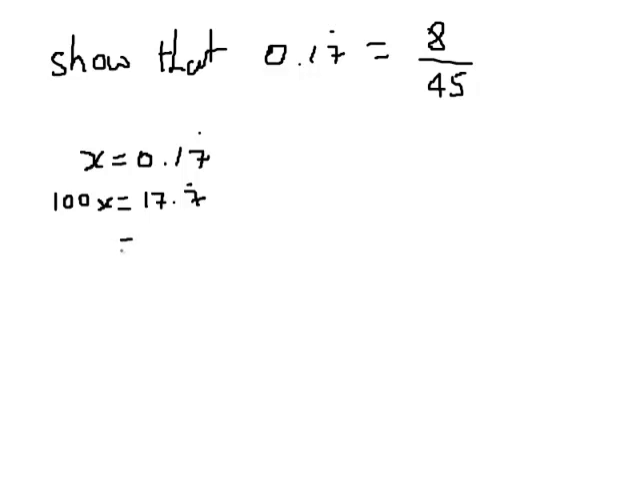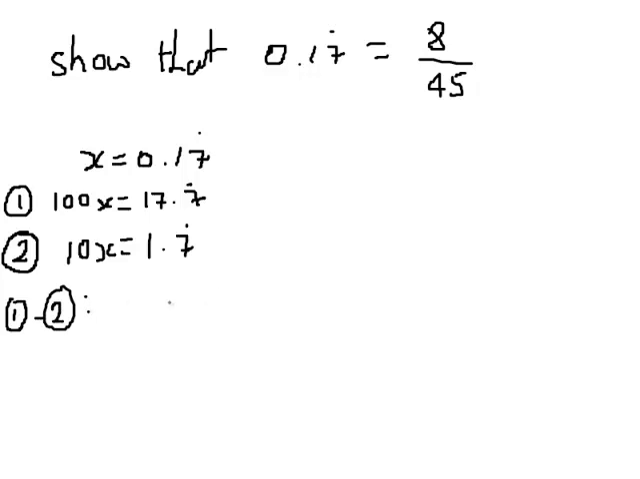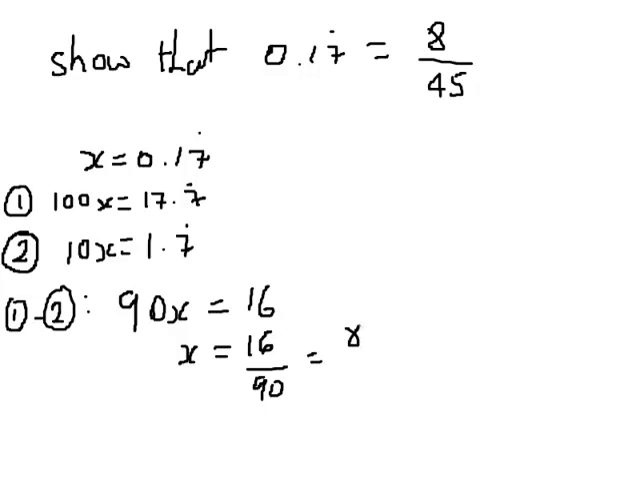So our next equation will be 1.7 recurring, which is this one here multiplied by 10, and because I've multiplied the right hand side by 10 I must also multiply the left by 10. Okay, now I've got two equations which if I subtract 2 from 1 I'm going to get rid of my 0.7 recurring because it's the same in both numbers. So 1 minus 2 is 90x on the left hand side, and on the right it's 17.7 minus 1.7, which is 16. It just turns into 17 minus 1 actually. We can then rearrange that to x is 16/90, and if we simplify that, dividing both top and bottom by 2, we have 8/45, which is what we were asked to prove.